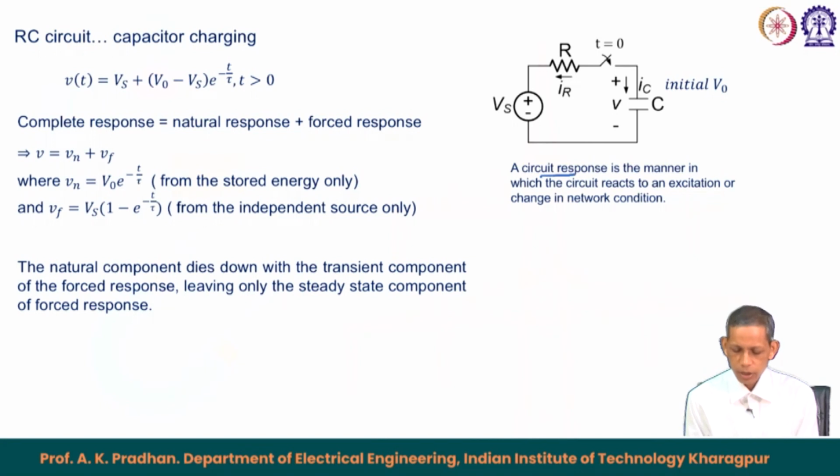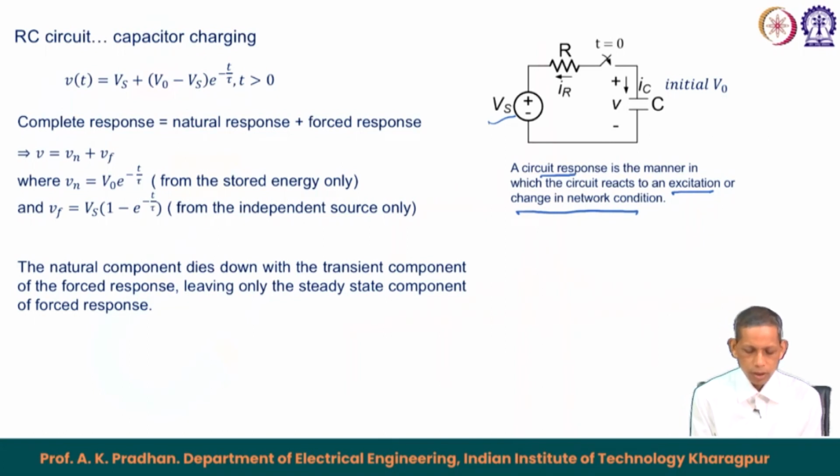What do we mean by circuit response? It is the manner in which the circuit reacts to an excitation, like we are applying a voltage, the response of the R and C combination here. Sometimes we will also see through examples the change in network condition happening without any excitation change. So, what is the corresponding response in that case? That we call a response in this case.